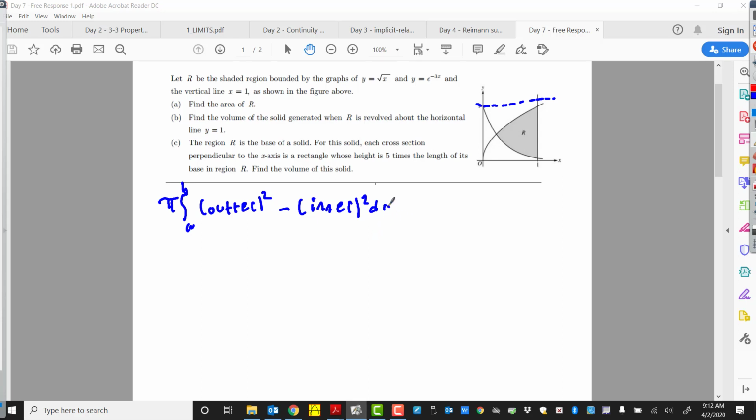In this problem, we're using x, so we'll say dx. Okay, so let's look at what our outer is.